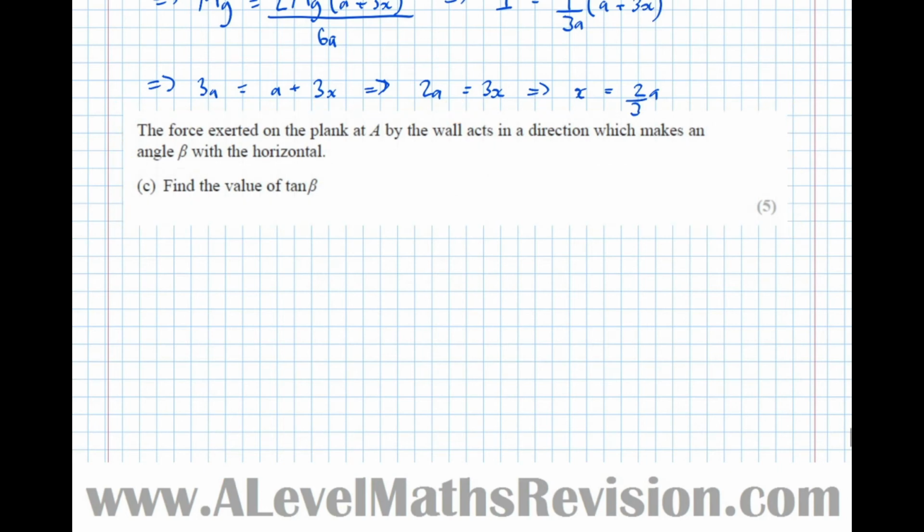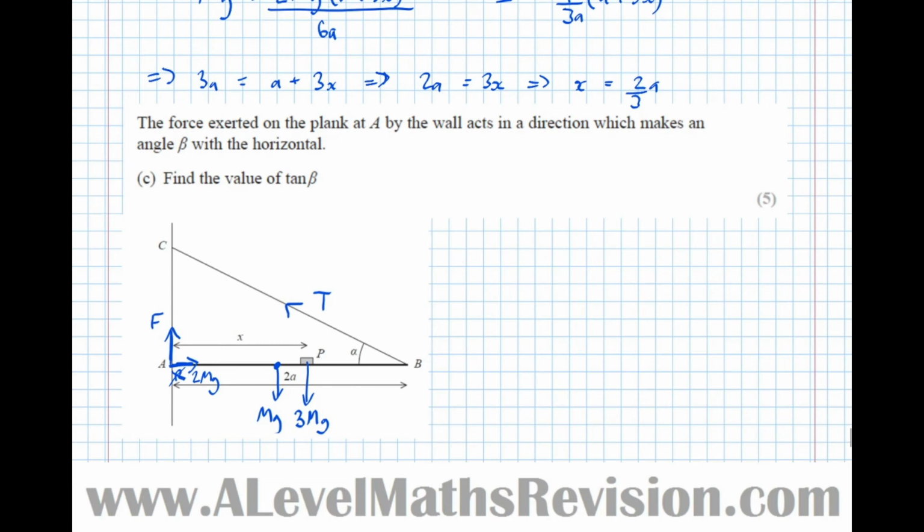It says the force exerted on the plank at A by the wall acts in a direction which makes an angle beta with the horizontal. Find the value of tan beta. Again, it helps to look at the diagram. The force exerted by the wall is a combination of this one here, the wall pushing out, and this one here, the wall holding up the plank. So what we need to do to find out what F is, resolve vertically.